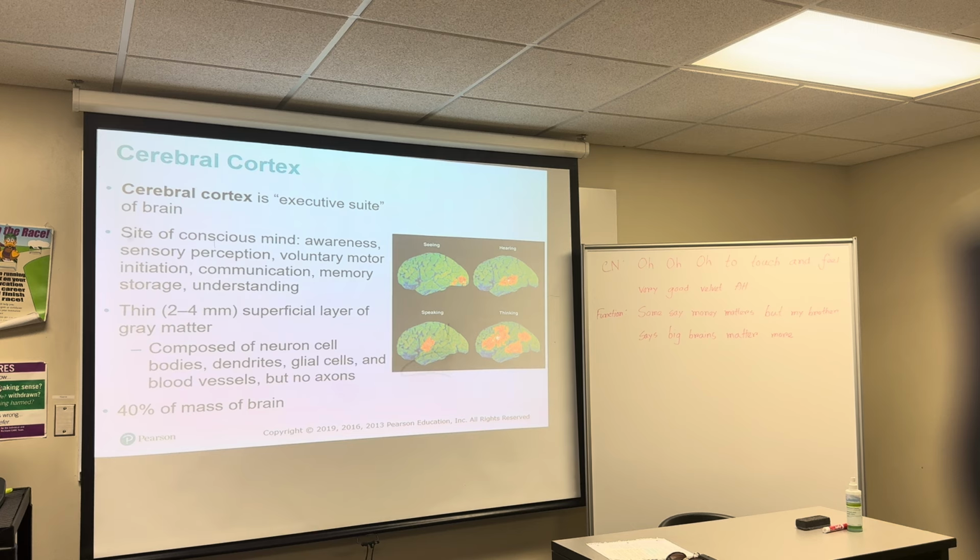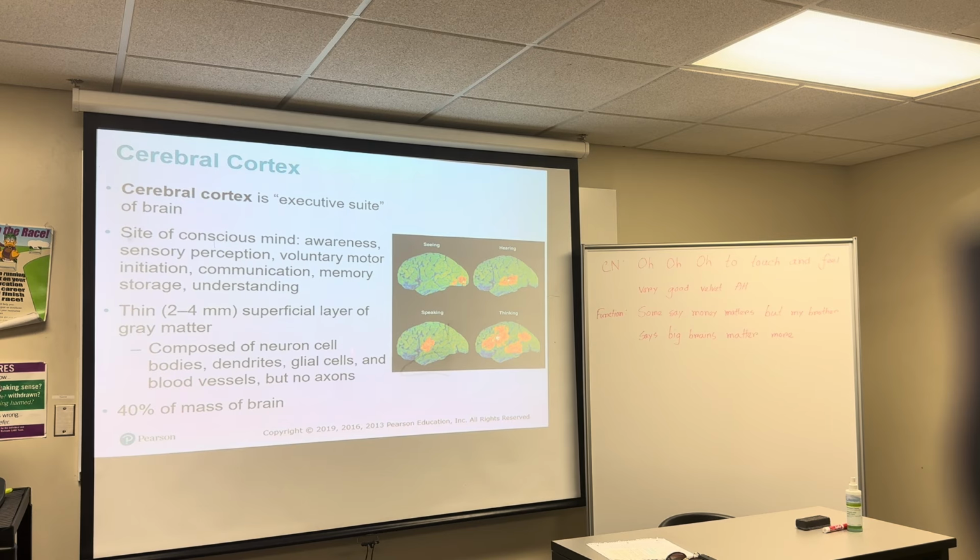Okay, so that is how they were able to understand which part of the brain is associated with what function. So this cerebral cortex is the site of the conscious mind, awareness, sensory perception, voluntary motor initiation, communication, memory storage, and understanding. Very thin, only 2 to 4 millimeters, and a superficial layer of the gray matter composed of the neuronal cell bodies only.